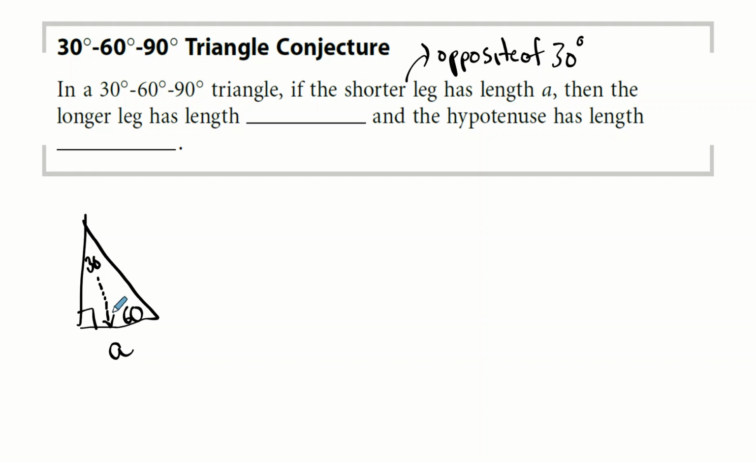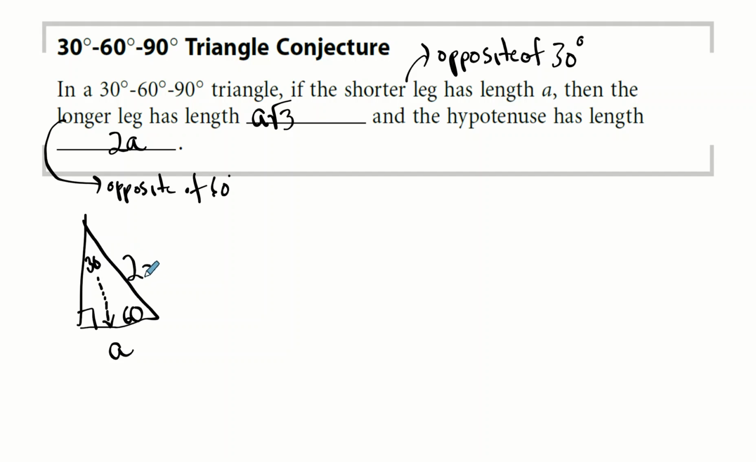Then the longer leg, which is opposite of the 60, let's go ahead and write that down. The longer leg is opposite of the 60-degree angle. Has length of A times radical 3. A times radical 3. Now, it doesn't make sense now, but after we go through a few examples, then you'll see that it actually works. It's nice. And the hypotenuse, which is here, has length of 2 times A.